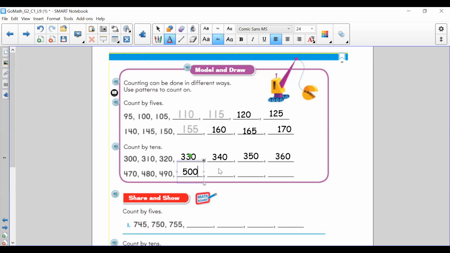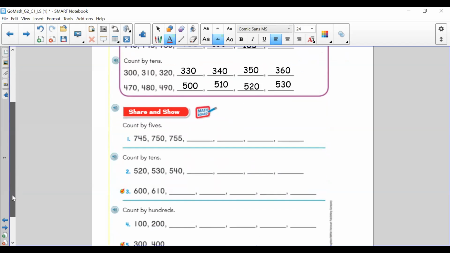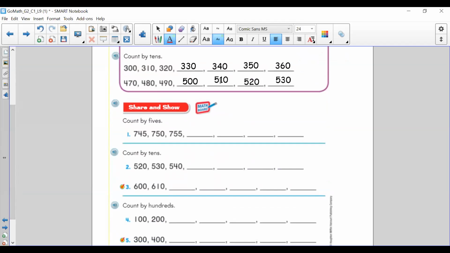500. And so add 10 to 500, and it is 510. And add 10 to that, it will be 520. And the last one, can you think of what that would be? It starts with the 500, and it would be 530. So the only difference when we count by tens, when we're in the hundreds, is that we do have to show that 100 number first.